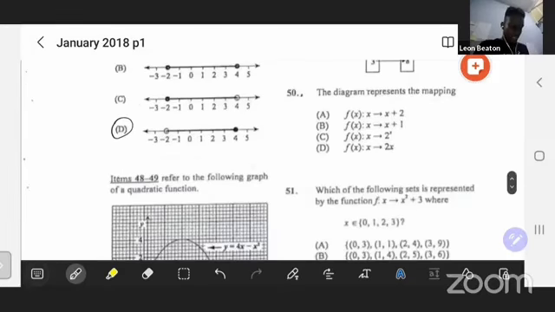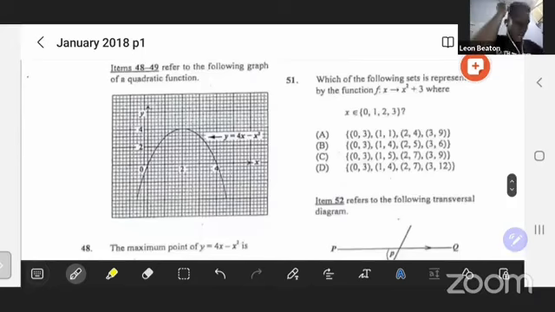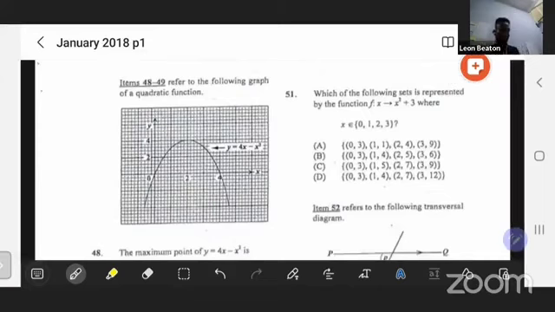We got some simple quadratics now. Let me zoom out a little. Items 48 to 49 refer to the following graph of a quadratic function.